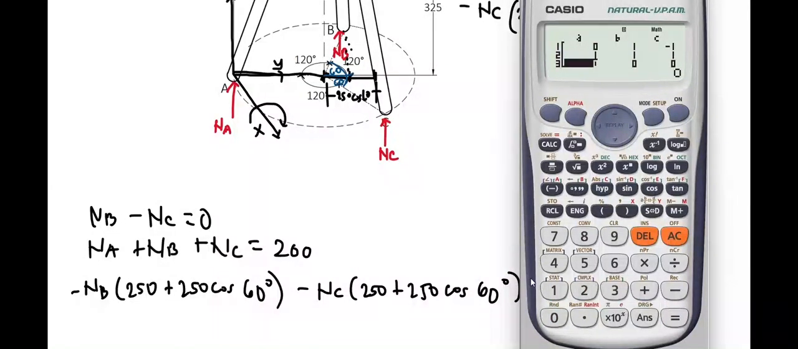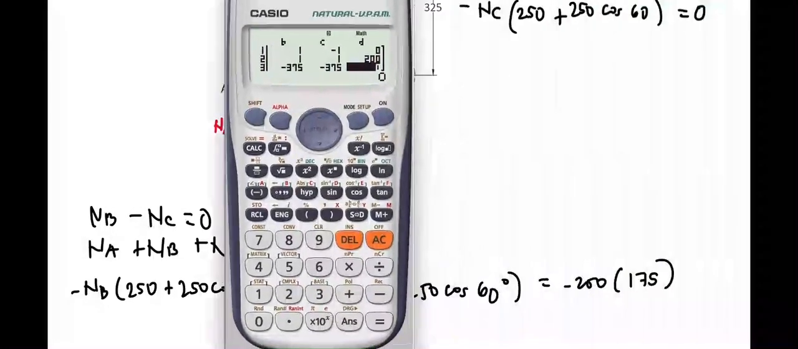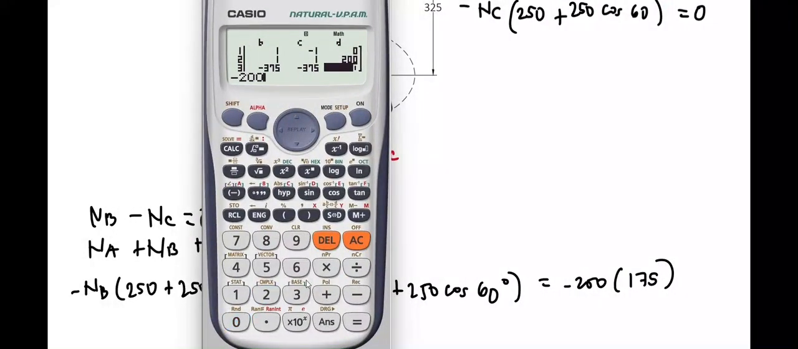200. And for the last equation, we have no N sub A, and then for N sub B, that's negative 250 plus 250 cosine of 60 degrees. And this has the same value for N sub C. So that's negative 250 plus 250 cosine of 60 equal to the constant term of 200 times 175.